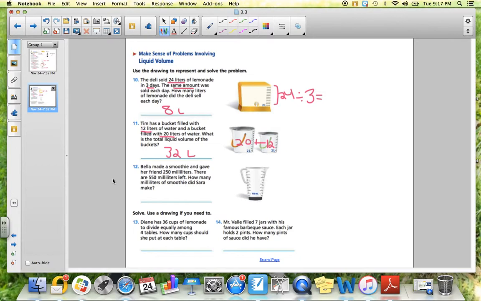Okay, number 12. Bella made a smoothie and gave her friend 250 milliliters. There are 550 milliliters left. How many milliliters of smoothie did Bella make? So she gave her friend 250 and she has 550 left. So let's take her 550 left, and since she gave her friend 250 from her smoothie, we can just add that back into her cup or whatever grossness that is. And 550 plus 250 is 800 milliliters.